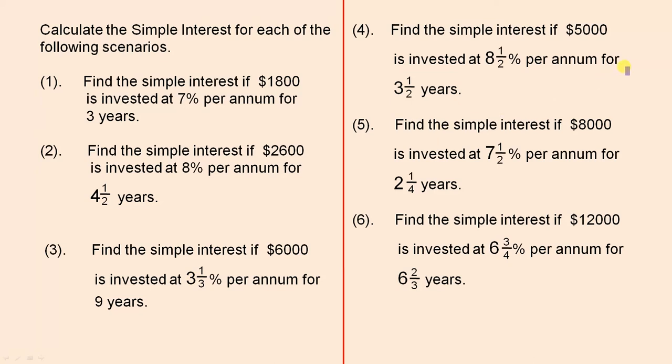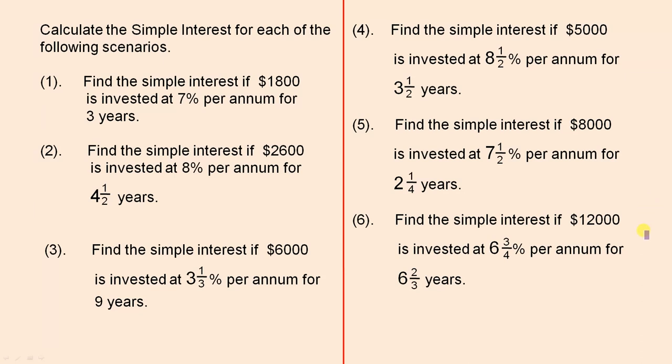Number 4, find the simple interest if $5,000 is invested at 8.5% per annum for 3.5 years. So both of those there are changed to fractions where numerator and denominator are whole numbers. Number 5, find the simple interest if $8,000 is invested at 7.5% per annum for 2.25 years.